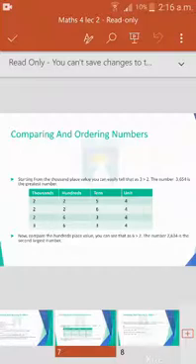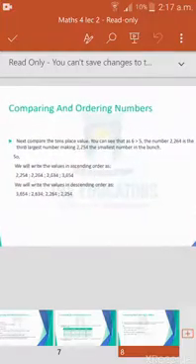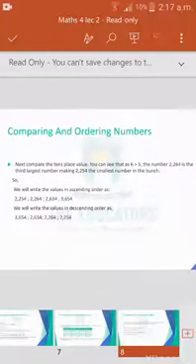Now we can put the numbers in ascending order, and then we can put them in descending order as well. When we put them in ascending order, we can write 2254, then 2264, then 2634, then 3654.